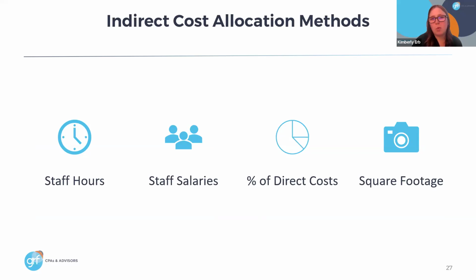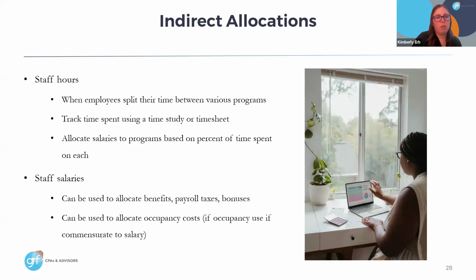It's important to note that these are not the only options. There are other cost allocation methods out there. These are just ones that I see really commonly and I think can be used in a variety of costs. So on this slide, we'll go over first staff hours. This is most commonly used to allocate staff salaries.